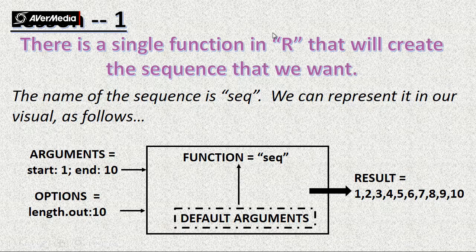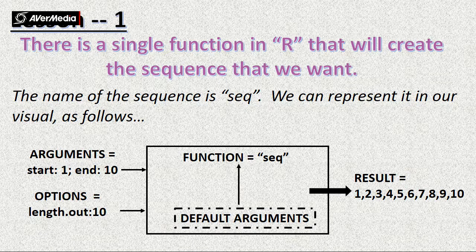You can see in the visual I drew function equals seq. There are two arguments that go into the function: the start number, which is 1, the end number, which is 10, and then the length, which is 10. The length out, I should say. The length out represents the number of individual values in the sequence. There are no default arguments, and the result is 1, 2, 3, 4, 5, 6, 7, 8, 9, 10.